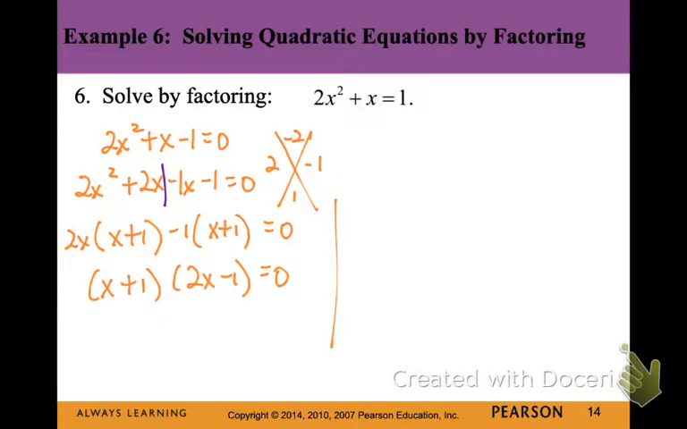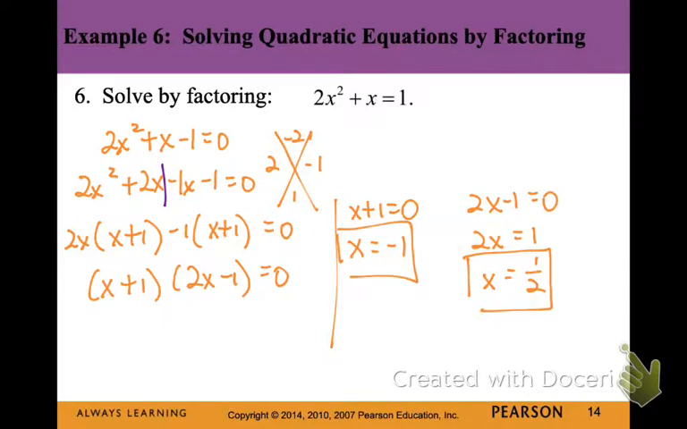So now I have the factors that, if I multiply those together, I get the original equation. To find my answers, I set those each equal to 0 using the zero product property. So x equals -1 and x equals +1/2.